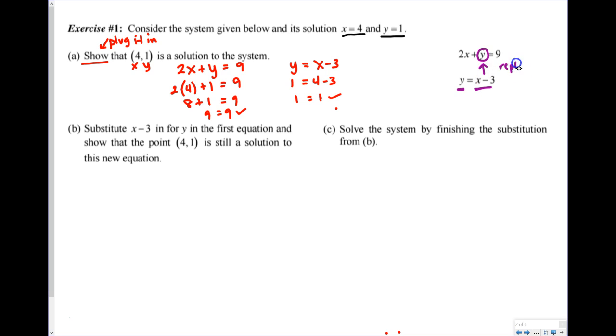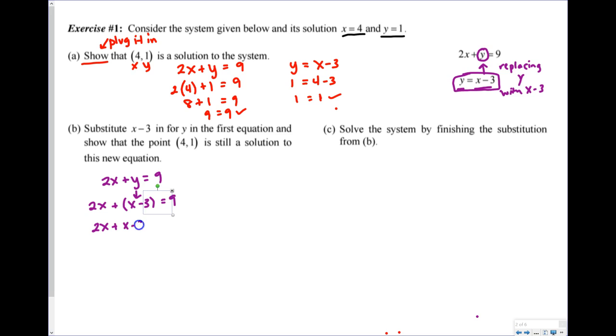So we're replacing y with x minus 3 because they are equivalent. So I have 2x plus y equals 9, but instead of y, I'm going to replace it now with x minus 3. Instead of y, because they're the same thing. This right here is saying that they're equivalent, so I'm substituting it in. Now I'm going to get an equation that I can solve, because I've eliminated a variable, basically. I've gotten rid of the y by replacing it with something with x.